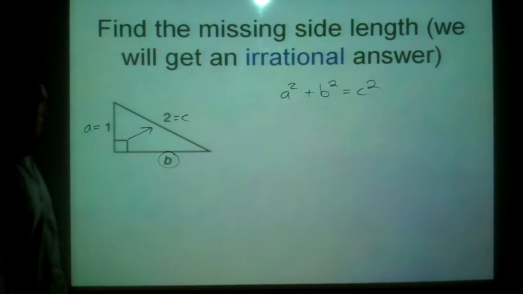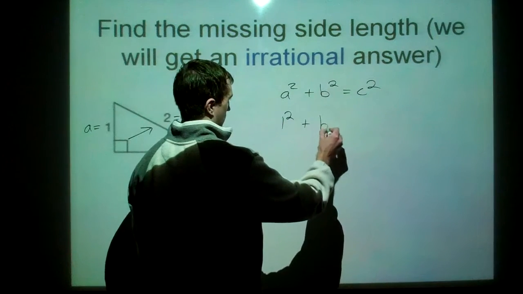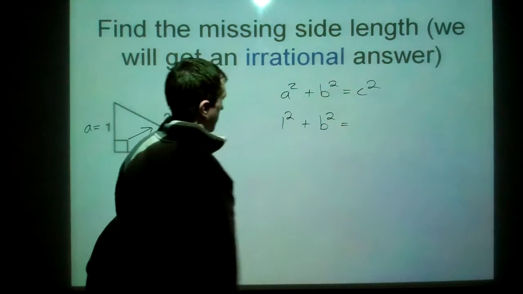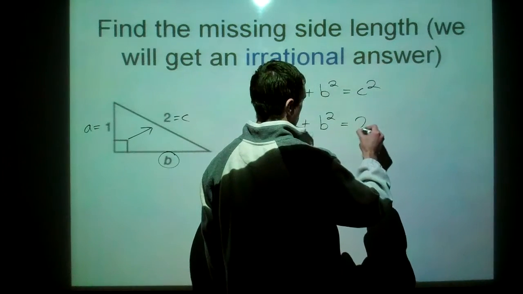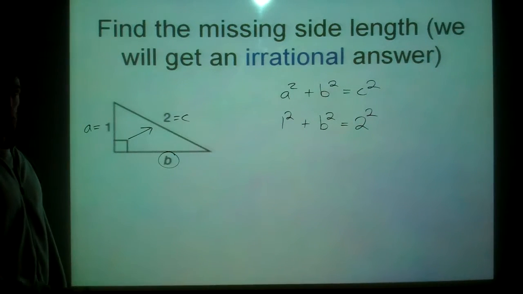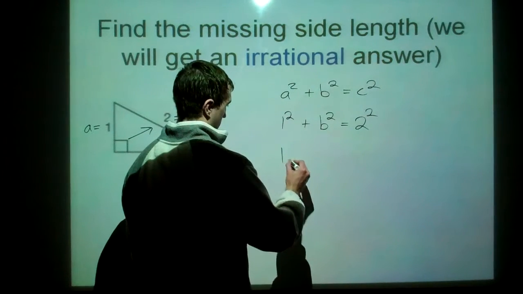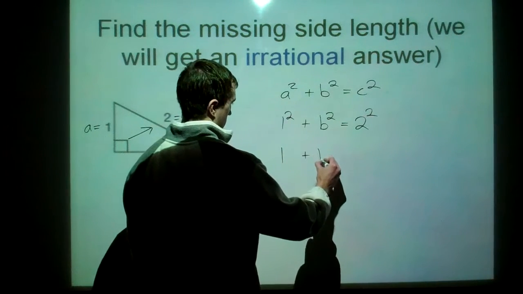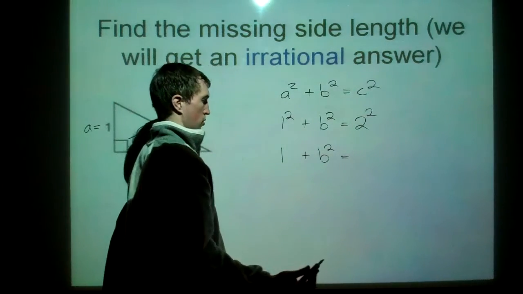And we'll write down our A, which is 1 to the second. We're looking for B, and C was 2, so C squared would be 2 squared. Alright, so first thing we're going to do is square both of those numbers that we do have. We have 1 squared, or 1 times 1, which is 1, plus B squared. And then 2 squared, 2 times 2, should get 4.